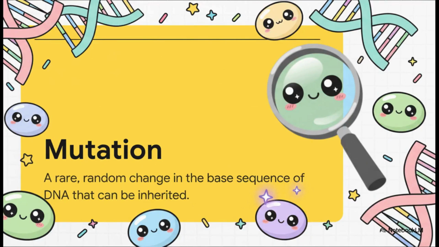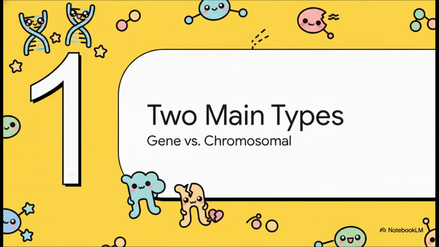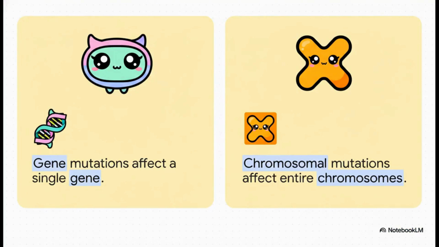A mutation is basically just a change in your DNA sequence. We're talking about a rare, completely random change that can actually be inherited. Okay, let's look at the two main types, gene versus chromosomal mutations. First up, gene mutations. These are super localized, affecting just a single gene on a micro level. Then, you've got chromosomal mutations, which operate on a much bigger macro scale, affecting large sections of DNA.